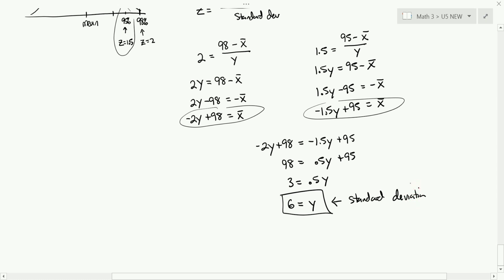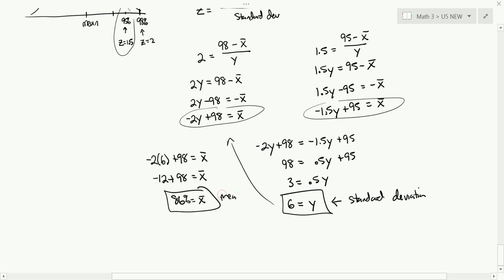And now we can use one of these equations up here to find our mean. So negative 2 times 6 plus 98 is our mean. So that's negative 12 plus 98. And that's going to give us 86. And we're talking about test scores, so 86% is the mean, and 6% is the standard deviation.